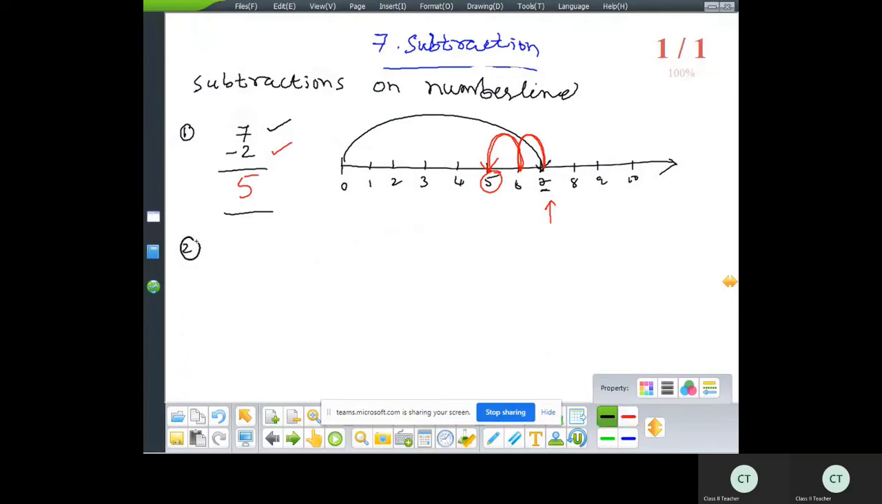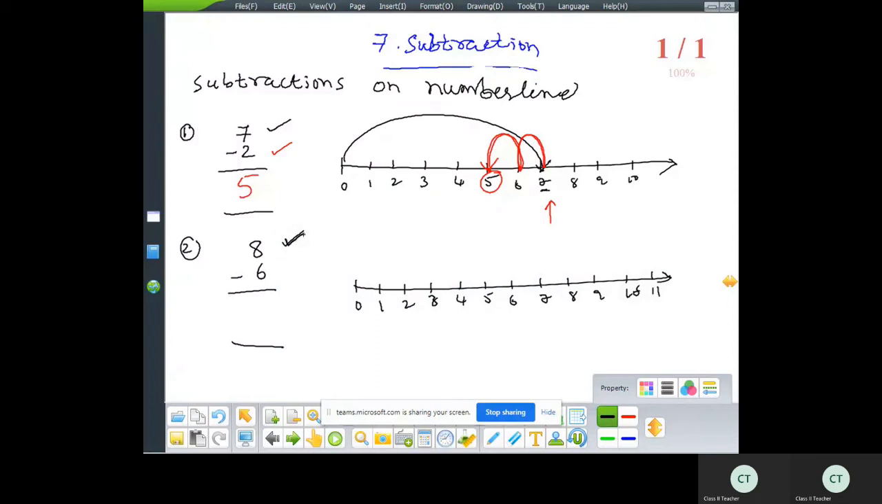Now, question number 2. 8 minus 6. Here, which is a bigger number? 8 is a bigger number. 6 is a smaller. Yes, bigger number minus smaller number, then subtraction exists. Draw a number line. 0, 1, 2, 3, 4, 5, 6, 7, 8, 9, 10, 11. You should add numbers more than 8.